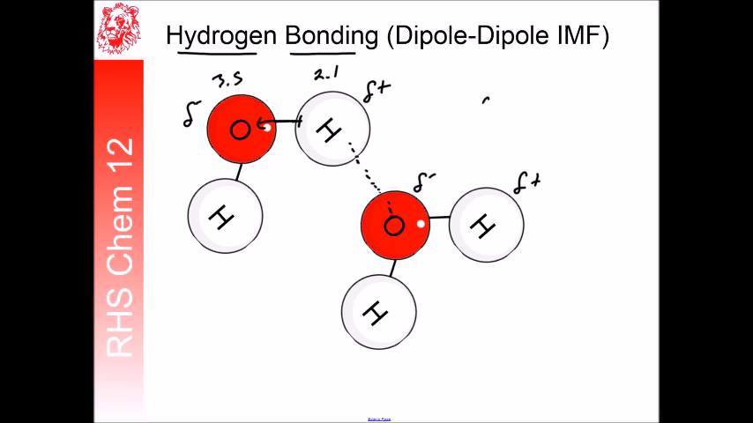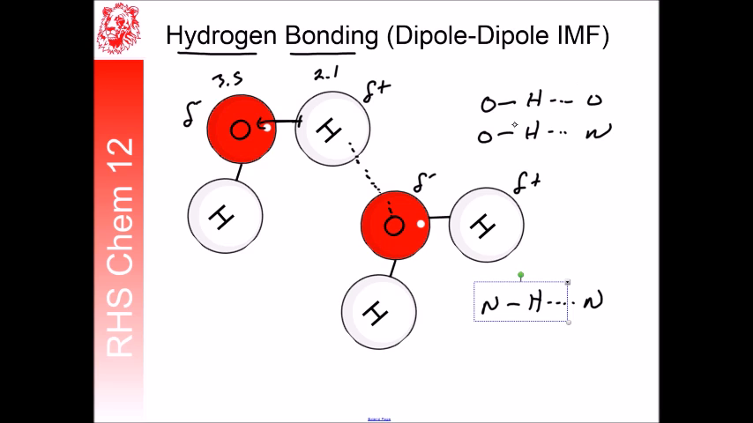So if you have an oxygen, hydrogen, oxygen, or an oxygen, hydrogen to a nitrogen, or a nitrogen, hydrogen, nitrogen, any of these kinds of situations will result in a hydrogen bond. And they can be particularly strong. They are the strongest of the intermolecular forces. In fact, sometimes it's hard to tell, does this hydrogen belong to that oxygen, or does it belong to that oxygen? Sometimes it's hard to tell.